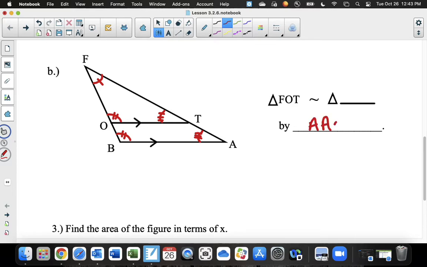Which means now, let's finish up the similarity statement. If it's FOT, similar to? FBA, yep. Again, you're just stretching it, you're just dilating it. And there's that part. Like I said, this is what we're working on right now. This is one of the main ideas: do we know if 2 triangles are similar? You will see problems like this on the test.